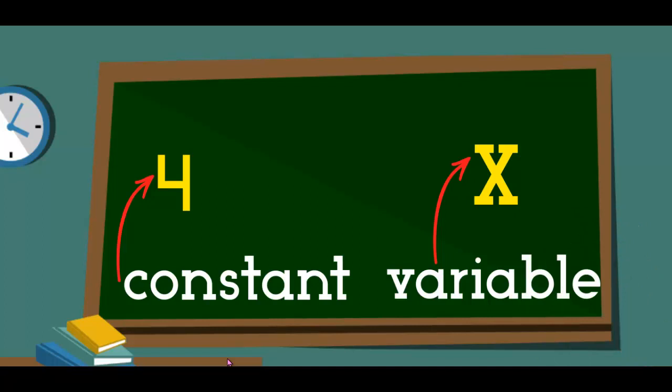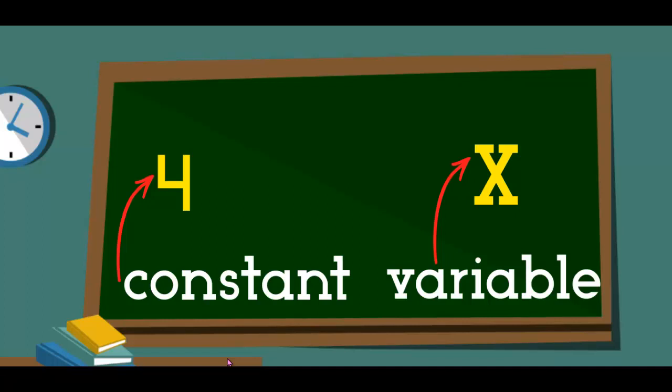We say that any number is a constant. Why? Because its value is fixed and it will never change. And all of us agree upon the same value. 4, its value is 4. 10, its value is 10. -6, its value is -6.